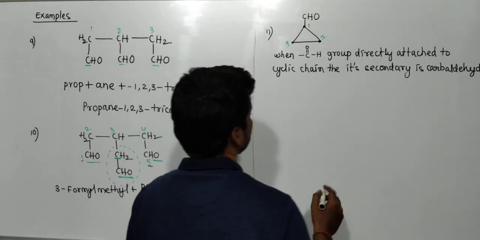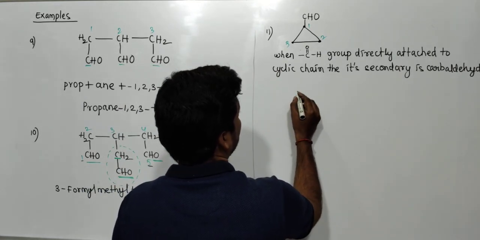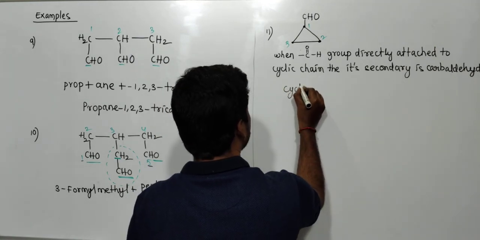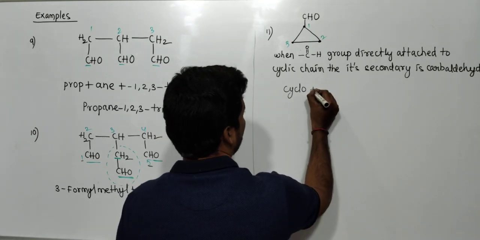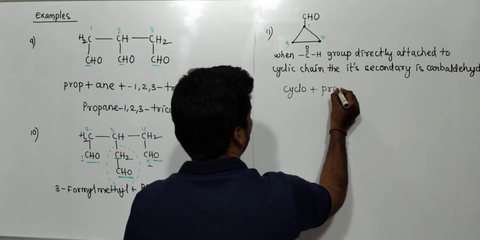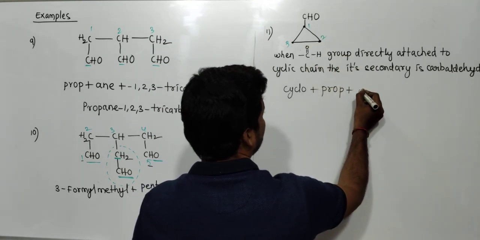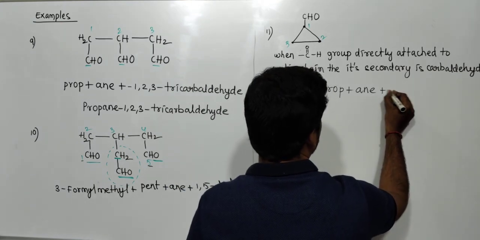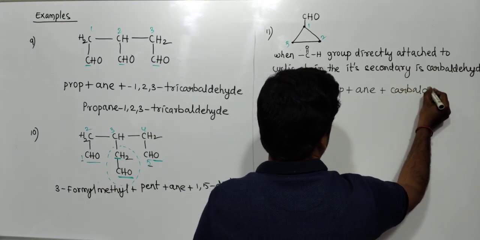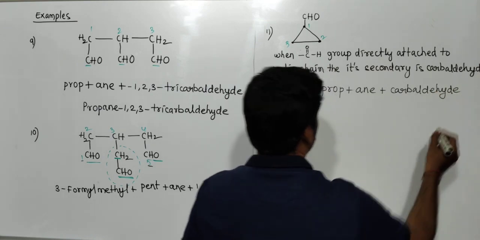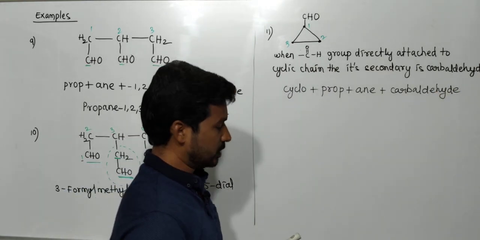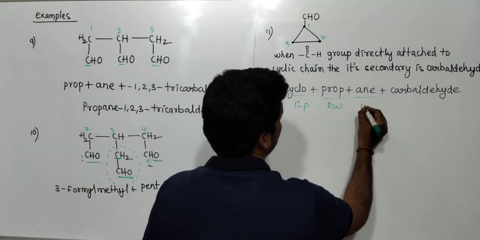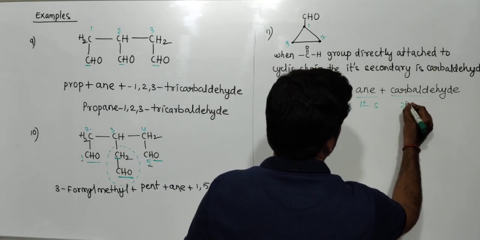How do you write its IUPAC name? 1, 2, 3 carbon atoms. Those 3 carbon atoms are in a cycle. So first the primary prefix cyclo, plus 3 carbon atoms, so prop. Between those 3 carbon atoms, single bond, so ane. CHO group is present, so carbaldehyde. Cyclo is the primary prefix, prop is the root word, ane is the primary suffix, and carbaldehyde is the secondary suffix.